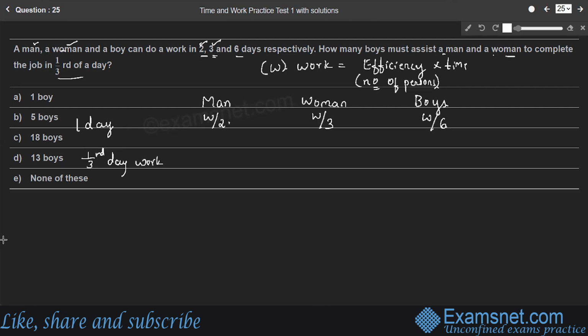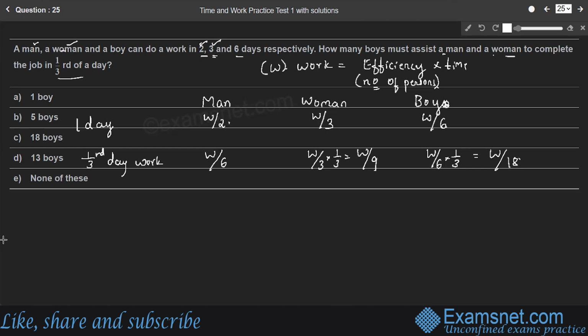1 day work of a man is W by 2. So 1/3 day work is W by 2 into 1 by 3, which is W by 6. 1/3 day work of a woman is W by 3 into 1 by 3, which is W by 9. Whereas 1/3 day work of a boy is W by 6 into 1 by 3, which is W by 18.